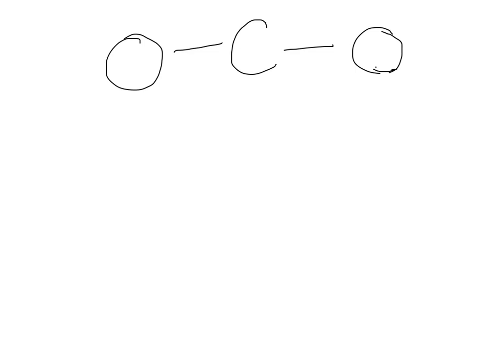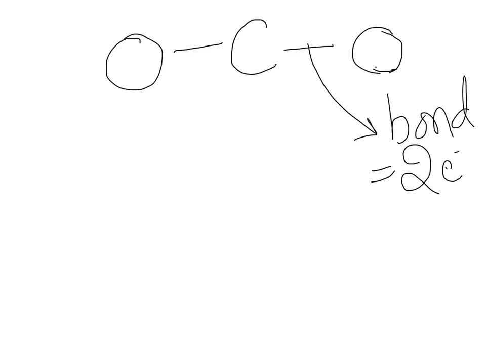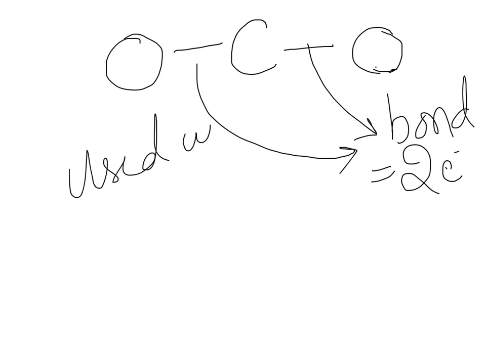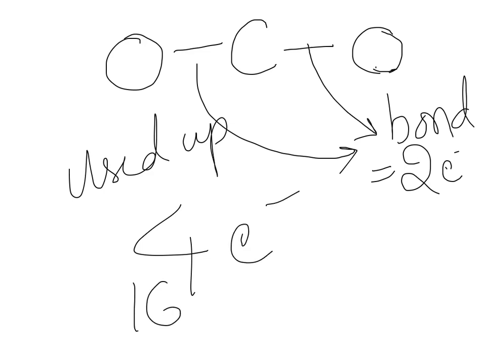Now, if you look at this, you connected carbon and oxygen with one line, and this is a bond. Remember, one bond is always equal to 2 electrons. Okay, this is another bond equal to 2 electrons. So in this process, you used up 4 electrons, right? We originally had 16 electrons, and then we used 4 of them. So now we're left with 12 electrons.